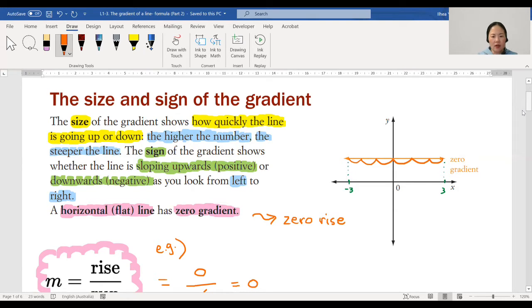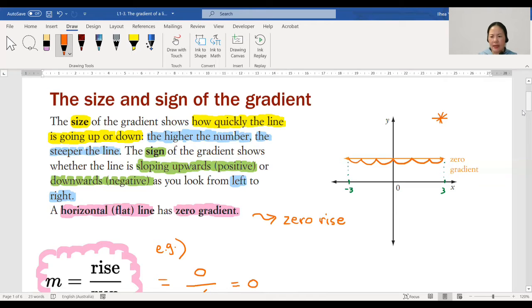The sign of the gradient shows whether the line is sloping upwards or downwards, or positive or negative, as you look from left to right. Now, what does that really mean? Remember, the line goes towards your left is the negative gradient, and the line goes towards your right is the positive gradient. Graph here is a horizontal flat line, has a 0 gradient.